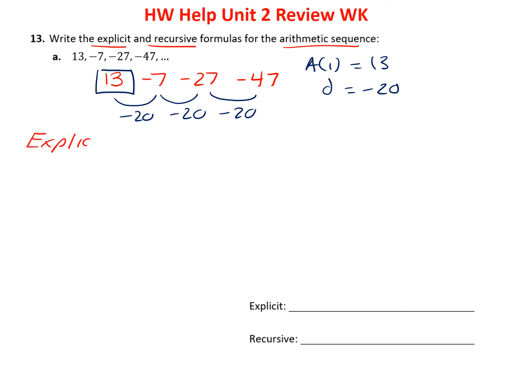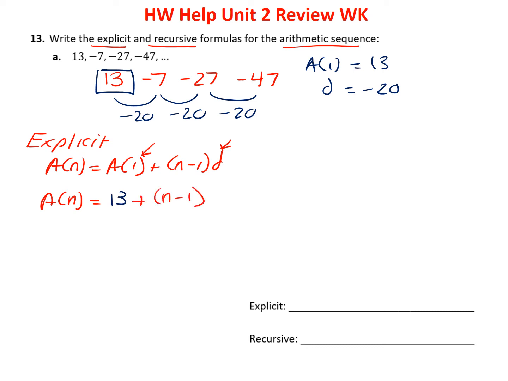So the explicit formula is the nth term. Remember, a of n is not a times n, it's the nth term, equals the first term plus n minus 1 times d. So what I need to do is simply plug in a1 and d. My answer is a of n equals 13 plus n minus 1 times negative 20. Very important that you put the parentheses there. Otherwise, it'll look like n minus 1 subtract 20. We're multiplying by negative 20, so you've got to put that down. So there is our explicit.